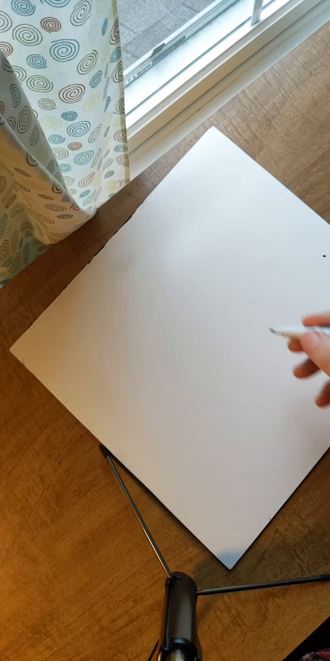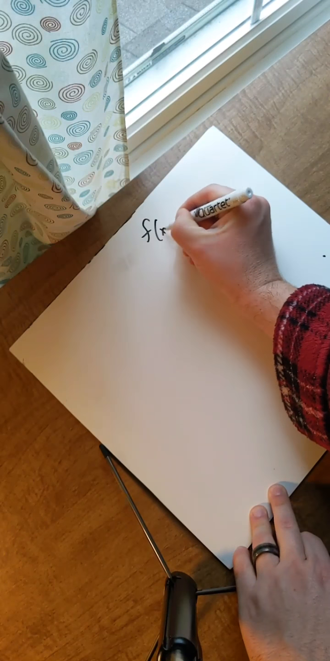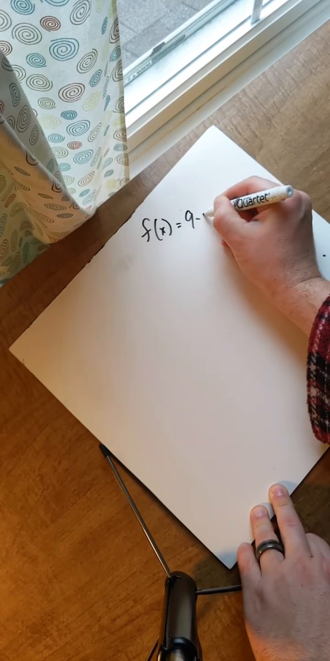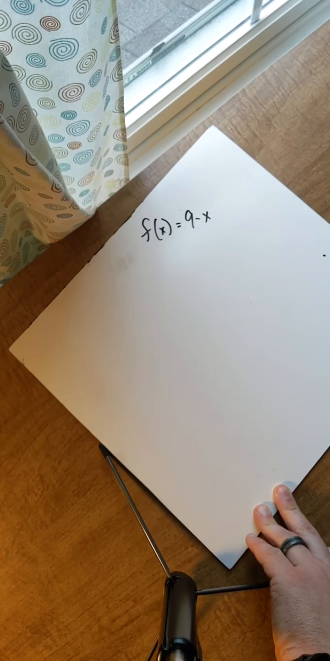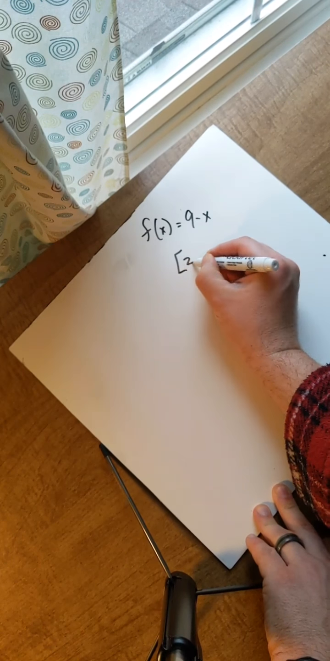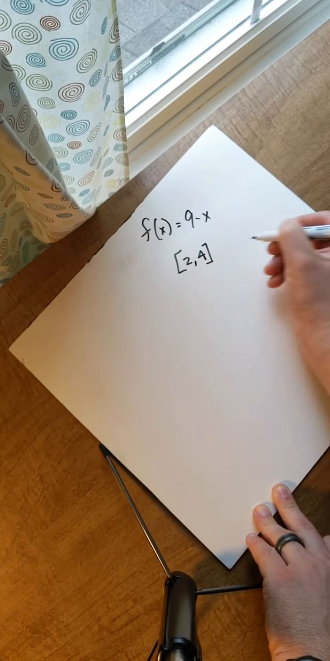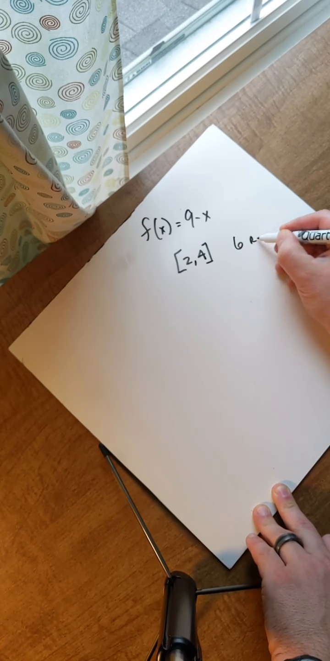And then we'll talk about how we're going to do this math problem. The first 2 homework problems work together. It wants you to find the area underneath the function f of x equals 9 minus x. We're going to look at the range from 2 to 4, and we're going to use 6 rectangles.